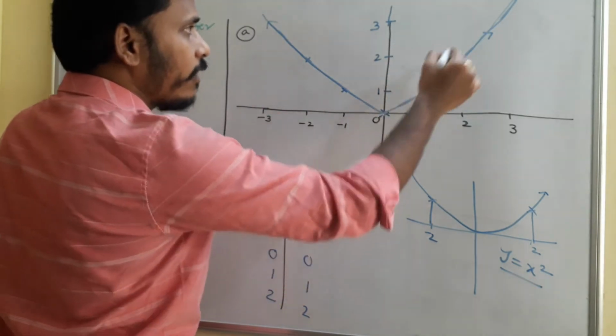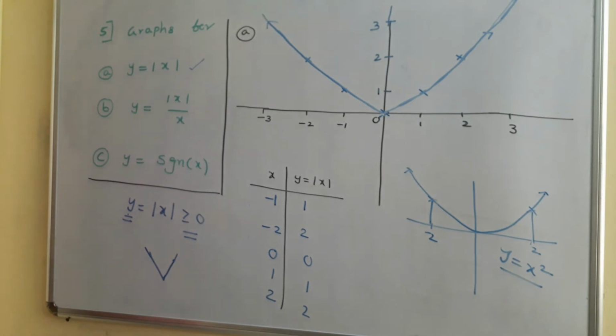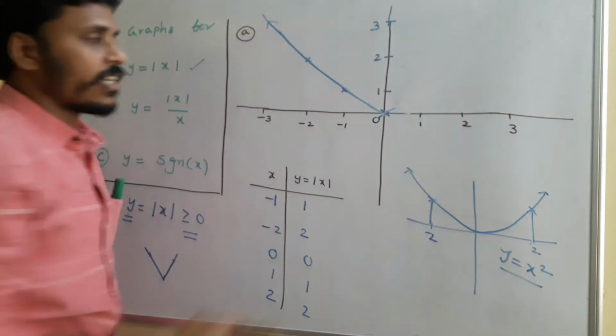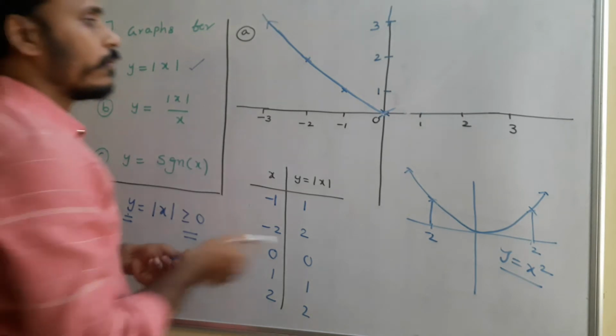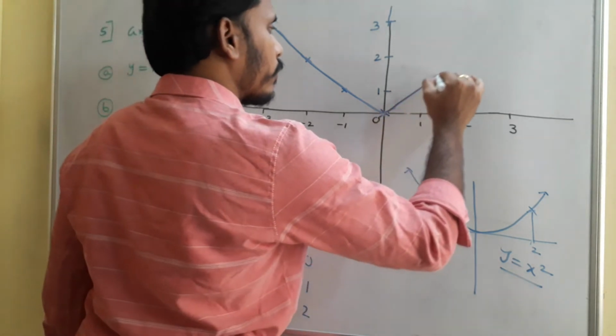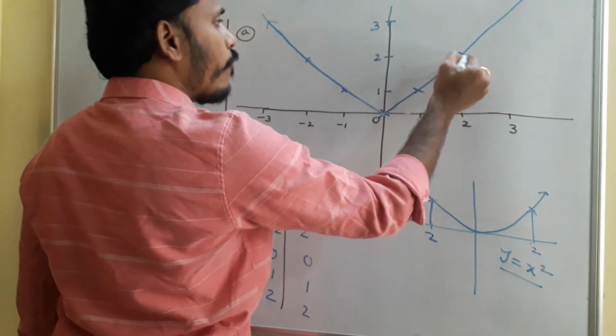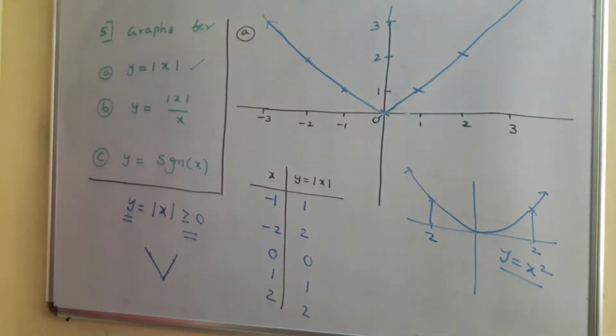It is exactly a V, okay? If you look, it may seem curved, but you just draw an exact straight line. It is an exact V shape actually, the graph of mod x, okay? Right. That's the graph of mod x.